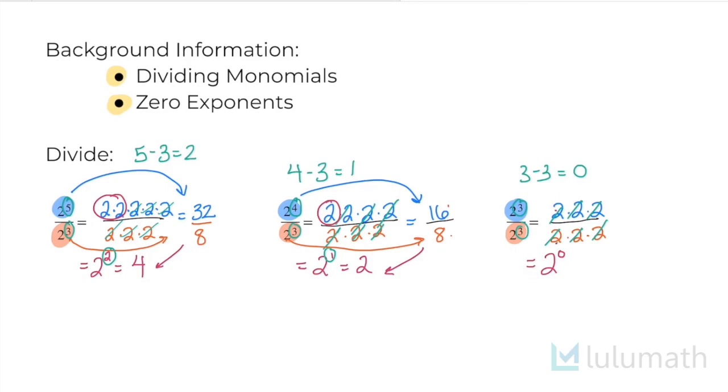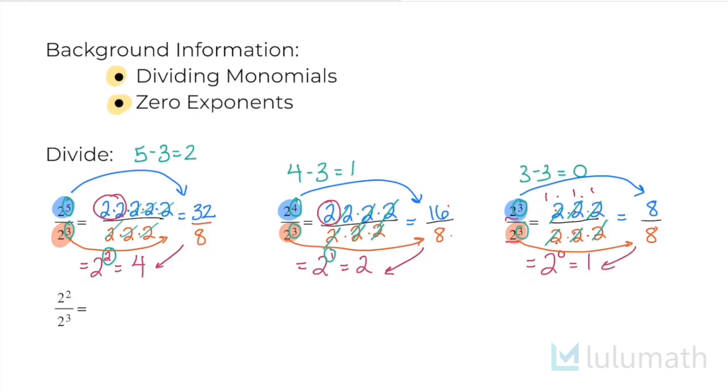Well, 2 divided by 2 is 1. 2 divided by 2 is also 1. 2 divided by 2 is also 1. 1 times 1 times 1 is 1. Also, 2 to the power of 3 divided by 2 to the power of 3 is a number divided by itself, and we should get 1. Lastly, if you're not fully convinced, 2 to the power of 3 is equal to 8, both in the numerator and the denominator, and 8 divided by 8 is equal to 1.